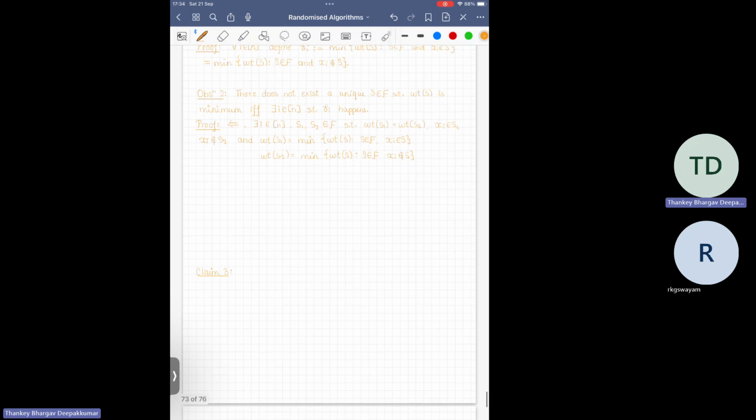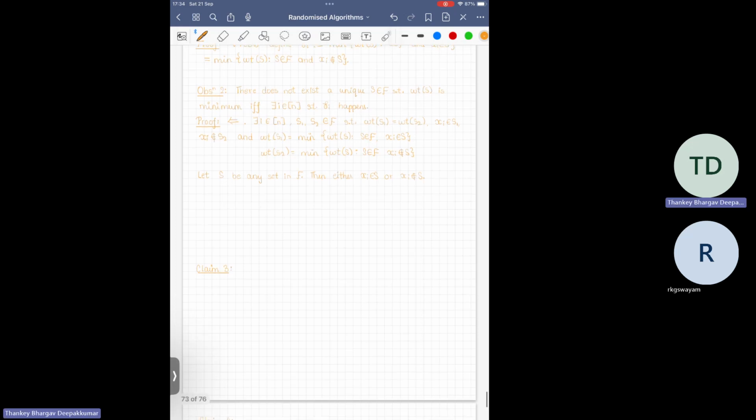Okay, so let S be any set in F. Either xi is in S or xi is not in S, right? These two are the only options. Is this fine? Yes.